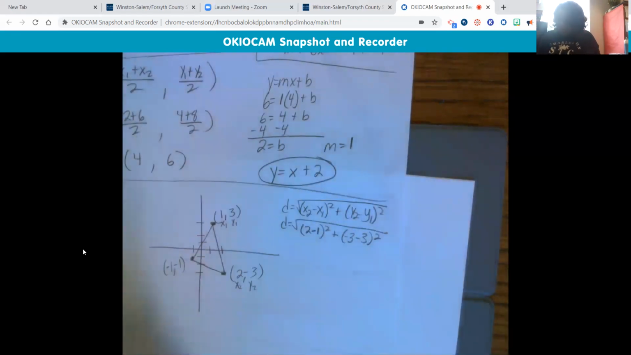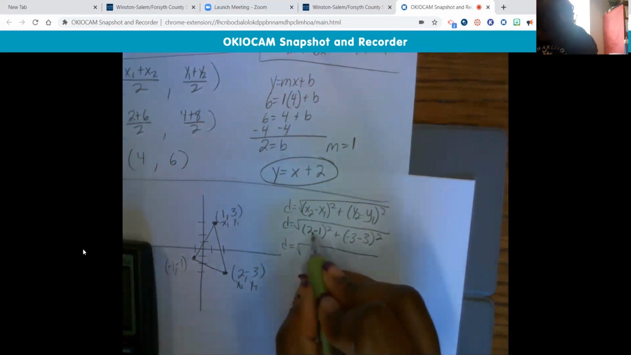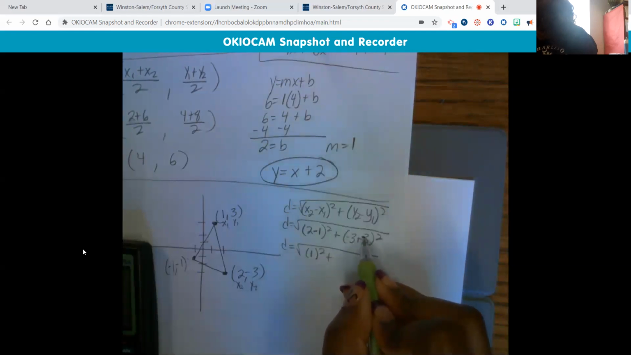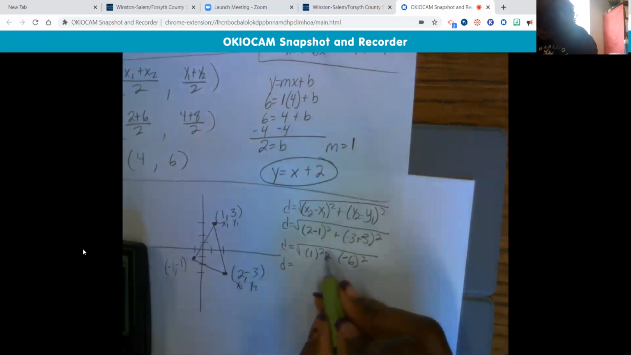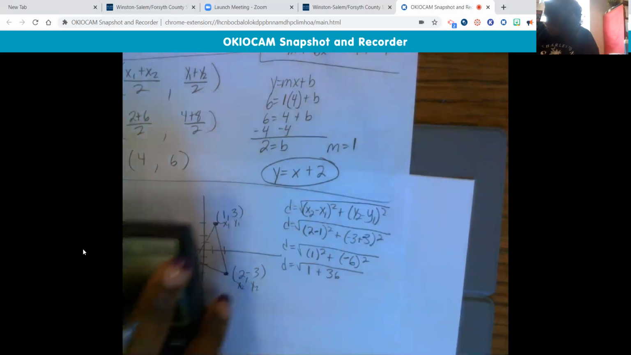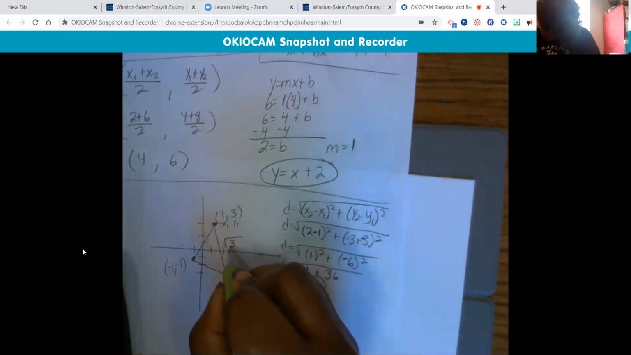Okay. All right, so let me use my calculator. So this is going to be 1 squared plus this is going to be negative, what is this? -6 and square it. So this gives me 1. This gives me a -6 times -6, that's positive 36. Okay. And so this is going to be 37. All right. So this side is the square root of 37.